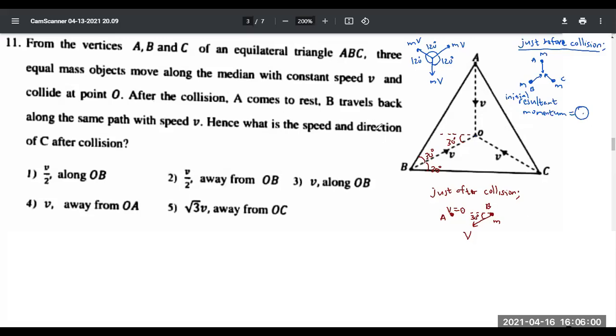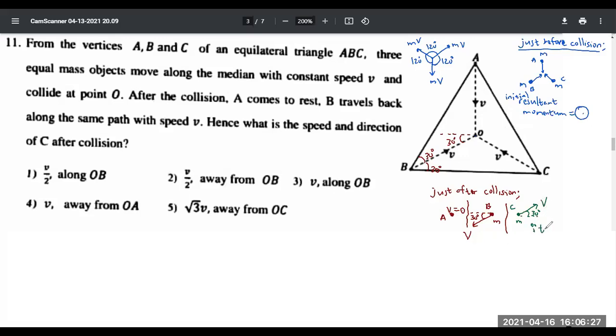Hence, what is the direct speed and direction of C after collision? Right. This is A after collision. This is B after collision. Then what about C? All right, draw in a different color. C should travel in the opposite direction, with the same velocity at the same angle. Do you agree with me on that? This is C. This is how C should be traveling. Why?